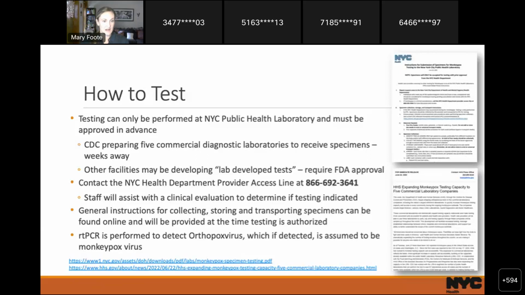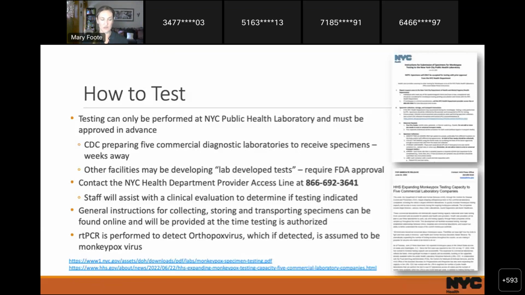And then contact. So in order to arrange testing, call us at our provider access line as usual. And we have medical staff that can assist with the initial evaluation and determine if testing is indicated and get you all the instructions you need for how to collect, store, and transport the specimens, and arrange courier transport if needed. And just for some context, the US testing infrastructure for orthopox virus was an emergency response to smallpox. That's really what it was set up for, which is why it's a little cumbersome at this point.